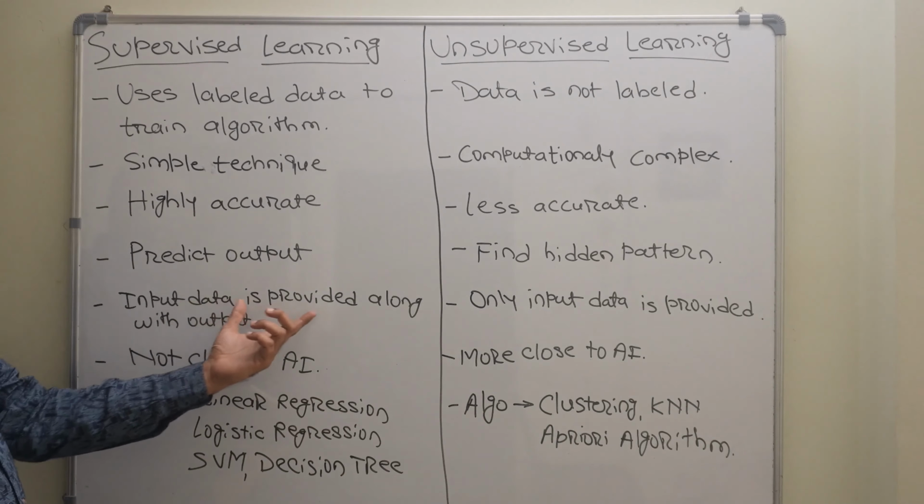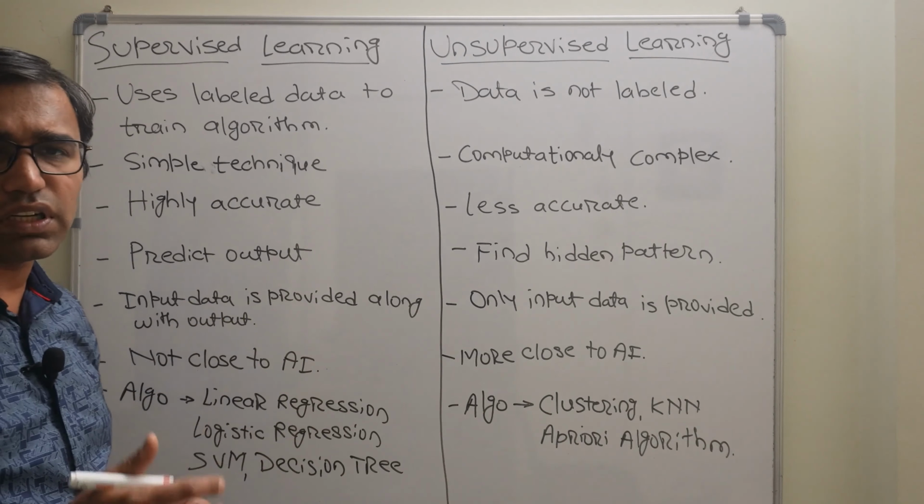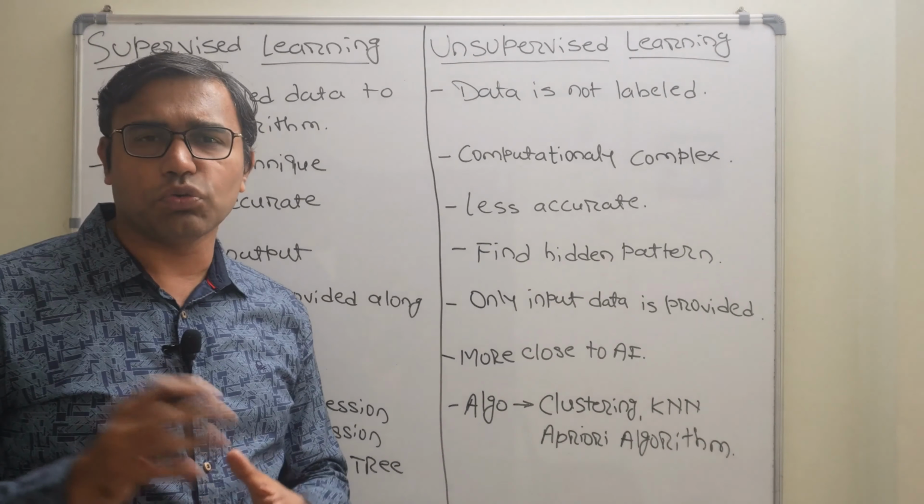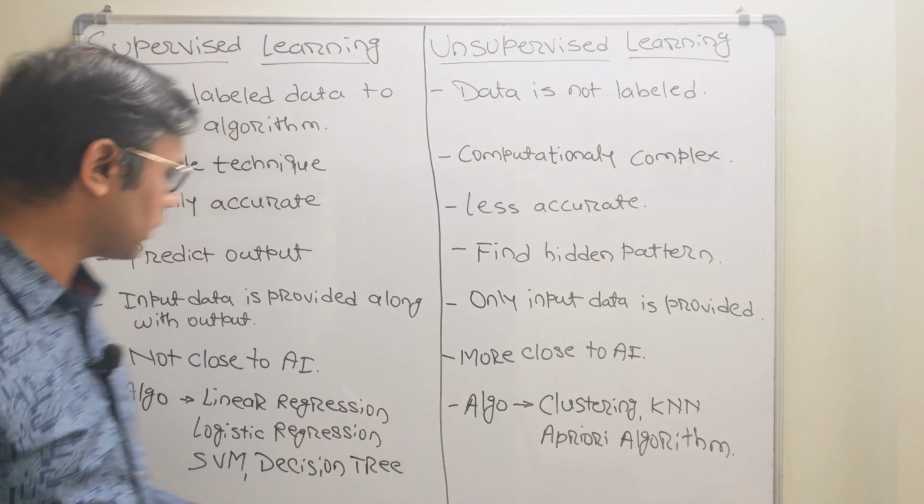And here input data is provided along with the output. This is the main difference. But here only input data is provided. There is no output data provided in unsupervised learning.